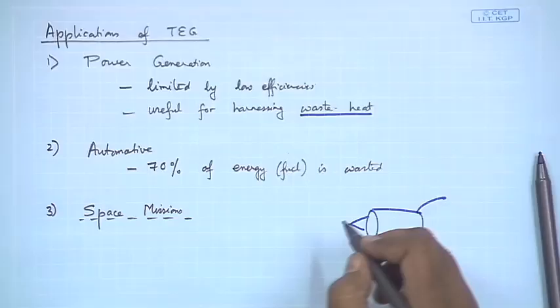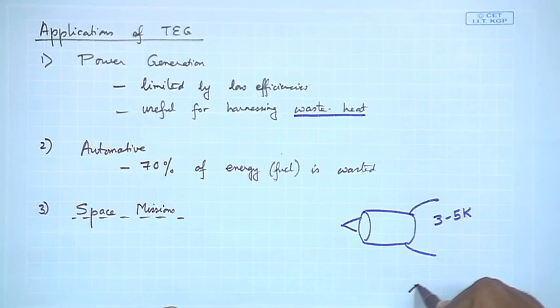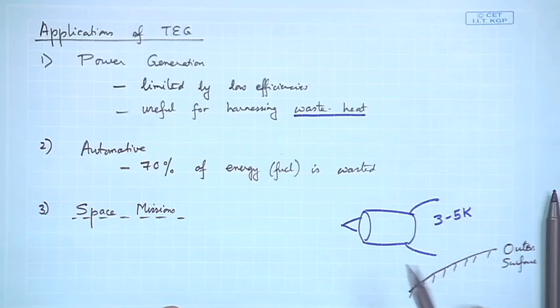This is in the outer space away from the sun. The ambient over here is around 3 to 5 Kelvin. Okay. So, very, very low. All right. So, therefore, if I consider that this is my outer surface of the spaceship, then what happens? This part is cold space at a temperature of 3 to 5 Kelvin. So, therefore, the cold end is taken care of.